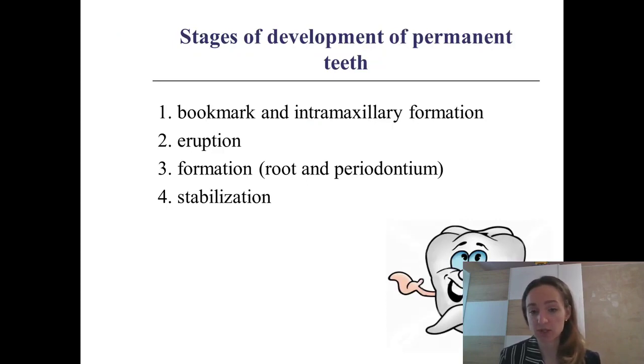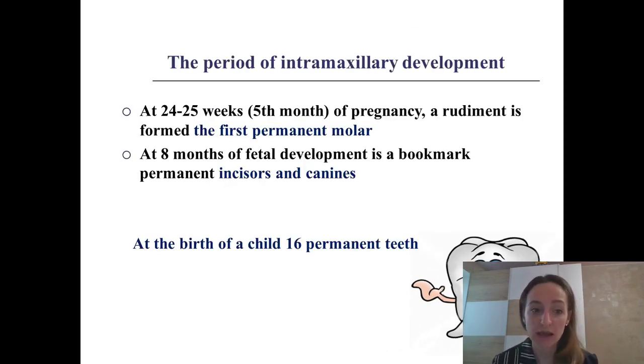Stages of development of permanent teeth: also bookmark and intramaxillary formation, eruption, formation, and stabilization. Here we don't have the stage of resorption of the teeth. Then at 24-25 weeks of pregnancy, we start formation of the first permanent molar. At 8 months of fetal development, the bookmark of permanent incisors and canines, and at the birth of the child, 16 permanent teeth.